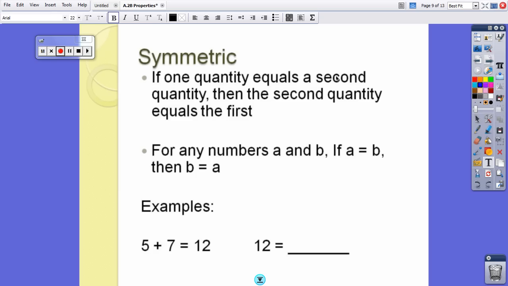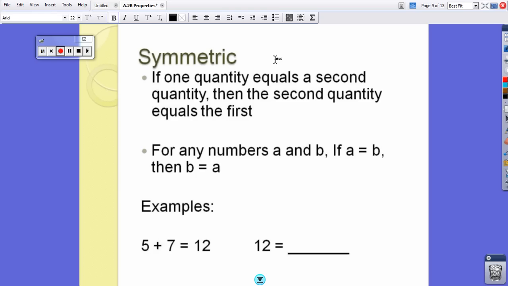The next one is symmetric. If one quantity equals the second quantity, then the second quantity equals the first. So for any numbers a and b, if a is equal to b, then b is equal to a. If we look down here, we have 5 plus 7 is equal to 12. So we know 12 is going to be equal to 5 plus 7.